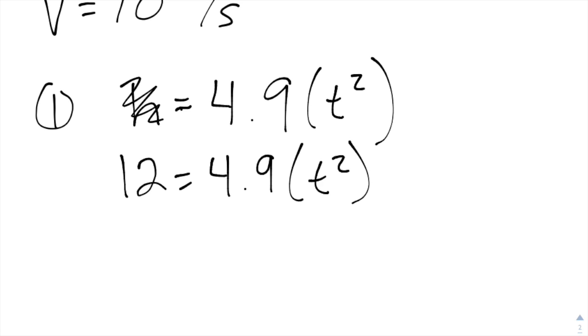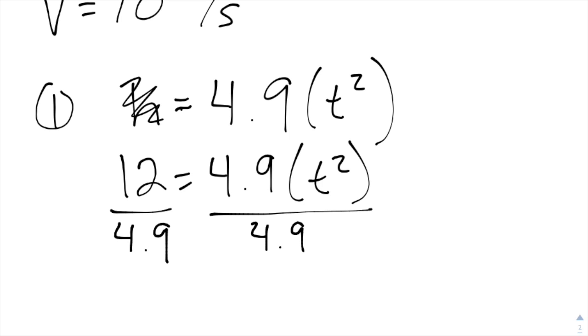Now we're just using algebra. I'm trying to get the t by itself, so I'm going to divide both sides by 4.9 to get it away from the t. Let me pull my calculator up real quick here, guys. 12 divided by 4.9, I'm doing this on my computer calculator, sorry you can't see it, is 2.45.